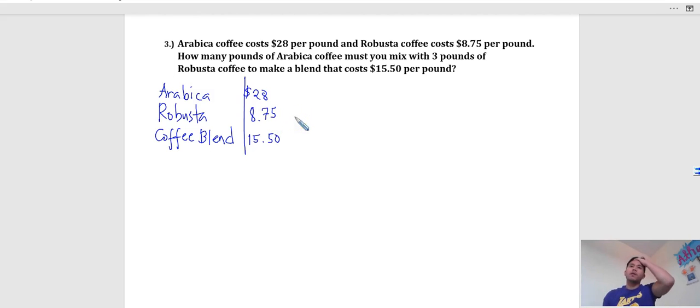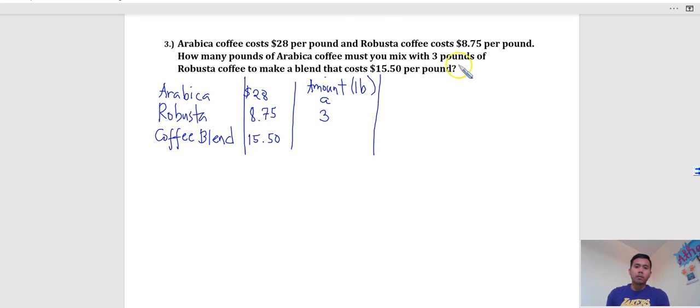Now the amount, this is by pound, is for Arabica. Let's just represent this one. Arabica is A. And then for Robusta, we need 3. There you go, 3 pounds. And when we blend them together, it's A plus, of course, 3 pounds.